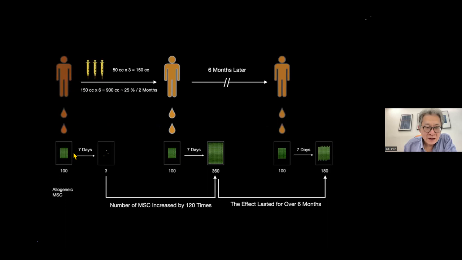So to summarize the previous example, if you take the patient's plasma and give it to 100 stem cells, after 7 days only 3 cells survived. After several sessions of this, if you give it to 100 stem cells, the stem cells can actually grow to 360. And 6 months later, the effect of the plasma conditioning on the plasma still remains.